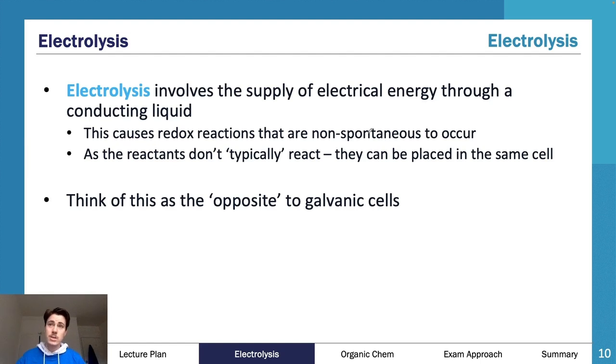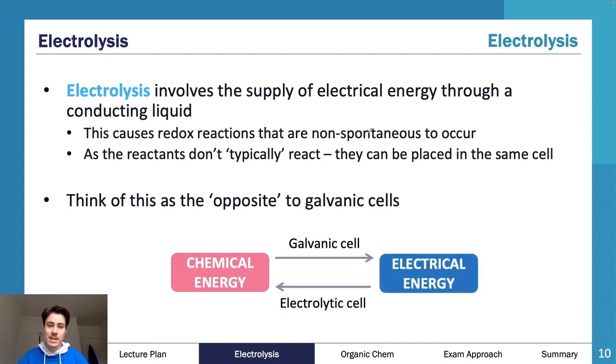So just to quickly point out, electrolysis, really importantly, you should know all this stuff by now, but it involves the supply of electrical energy, and essentially what happens is you do the opposite to a galvanic cell. You get chemical energy going to electrical energy in a galvanic cell, but this time we're getting electrical energy going into chemical energy. So it's this coming backwards in an electrolytic cell.